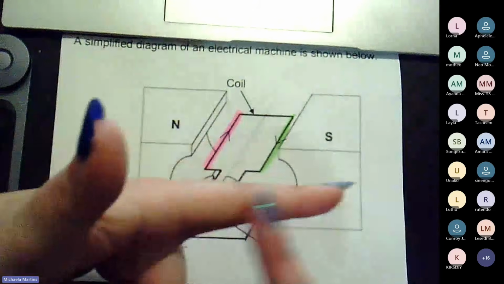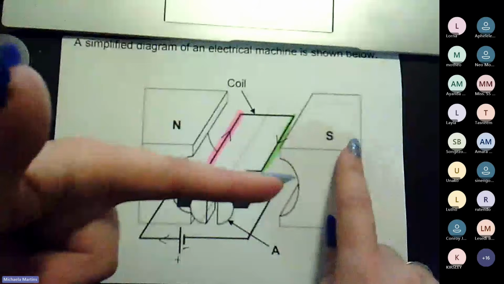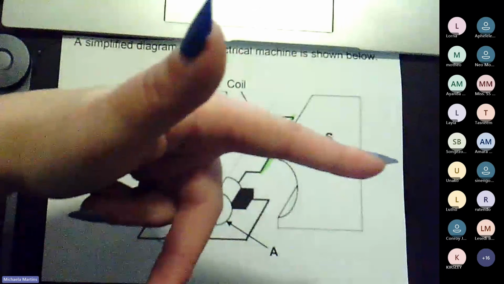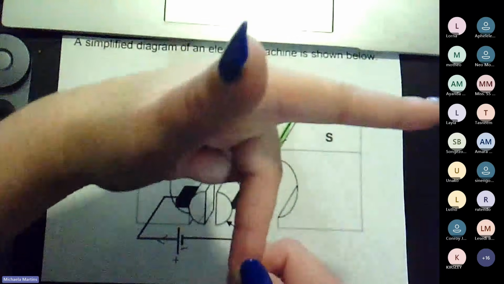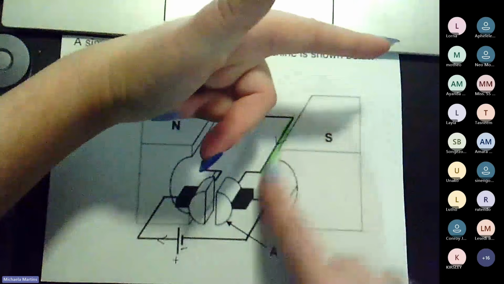Your second finger, your mother finger, must point to the south of the magnet. But in this case, your current finger, which is this finger, must point down because I'm looking at the green branch and current is coming down.